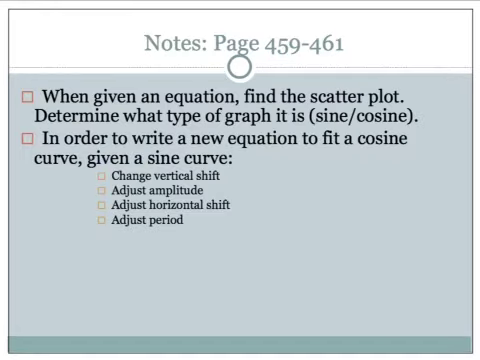For our project, we did page 463, number 5. First, we took notes on pages 459 to 461. We discovered that, when given an equation, find the scatter plot, determine what type of graph it is, sine or cosine. In order to write a new equation to fit a cosine curve, given a sine curve, change the vertical shift, adjust the amplitude, adjust horizontal shift, and adjust the period.